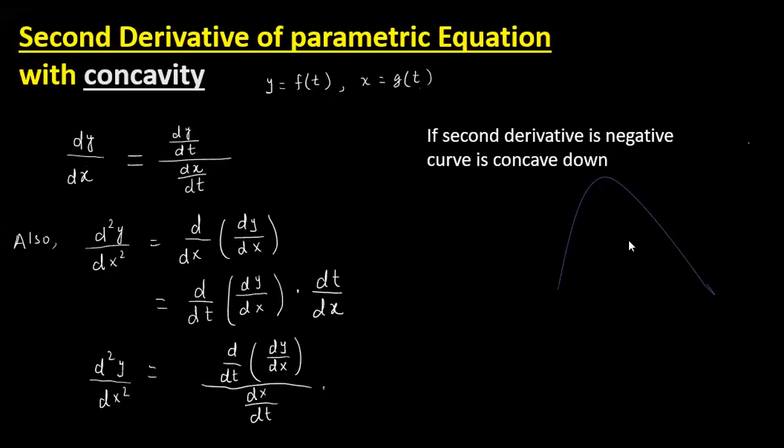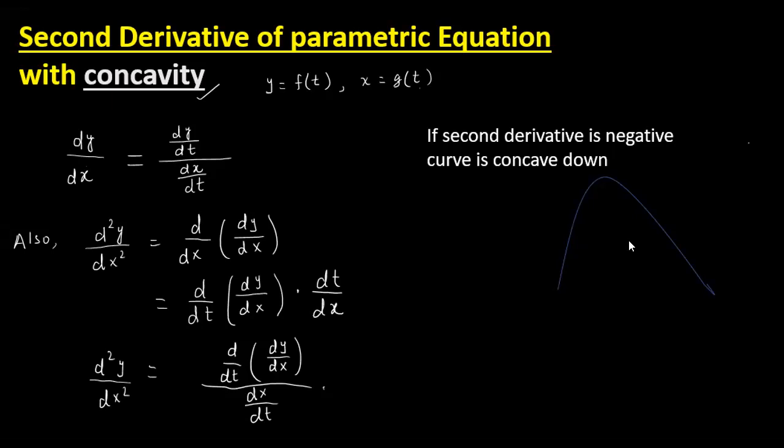Hello students, in this class we are going to learn how to find the second derivative of a parametric equation. We also find concavity of a parametric equation. Since our equation is parametric, x and y both depend on a parameter. Let us say here x and y both depend on parameter t. So dy over dx is given by dy over dt divided by dx over dt.